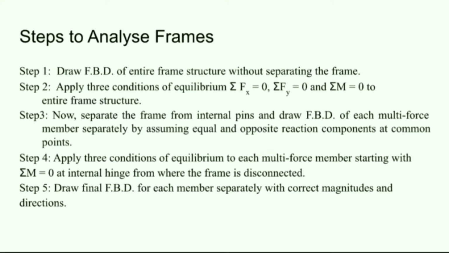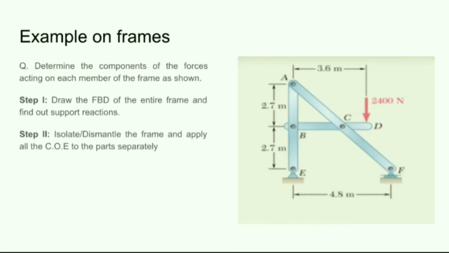Next, after analyzing the frame, finally we need to draw the final FBD for each member separately with correct magnitudes and directions. That means we need to represent the magnitudes and directions at the internal pins as well as at the support reactions. Next, let us see one example of a frame.